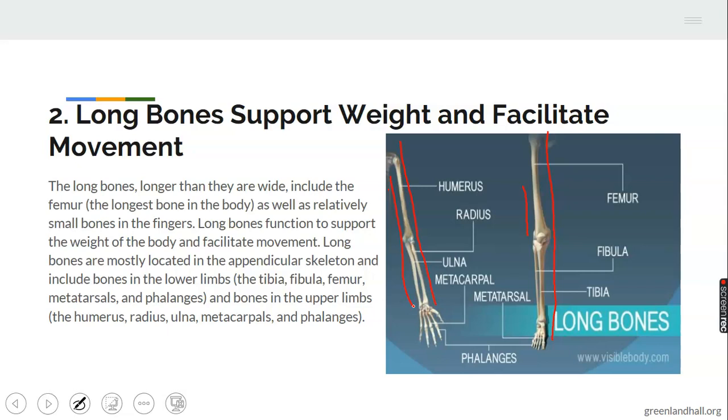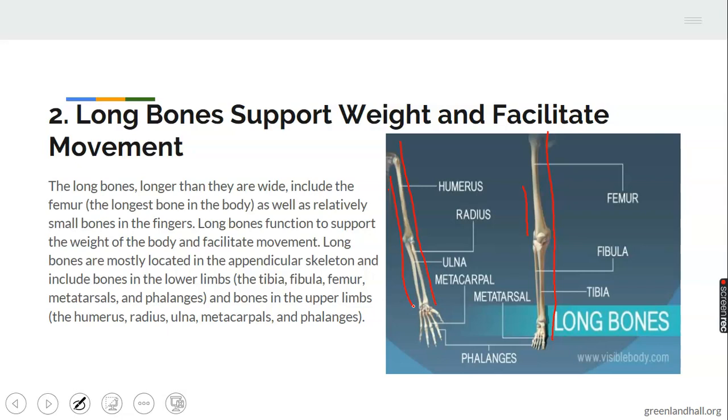Now, these include the femur and some other small bones in the fingers. Your fingers, though they appear short, are long bones because the bones are thin. Long bones function to support the weight of the body and facilitate movement. They are the ones that help you to move.